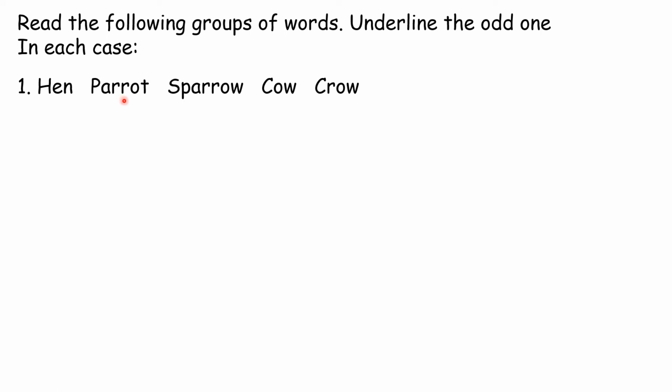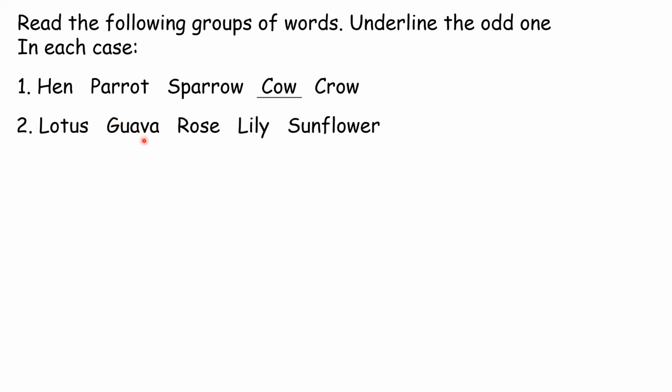Hen, parrot, sparrow, cow, crow. Which is the odd one out here? Cow. Because cow is an animal. All the other words are birds. Lotus, guava, rose, lily, sunflower. Which is the odd one out here? Guava. Because guava is a fruit. All the other words are flowers.